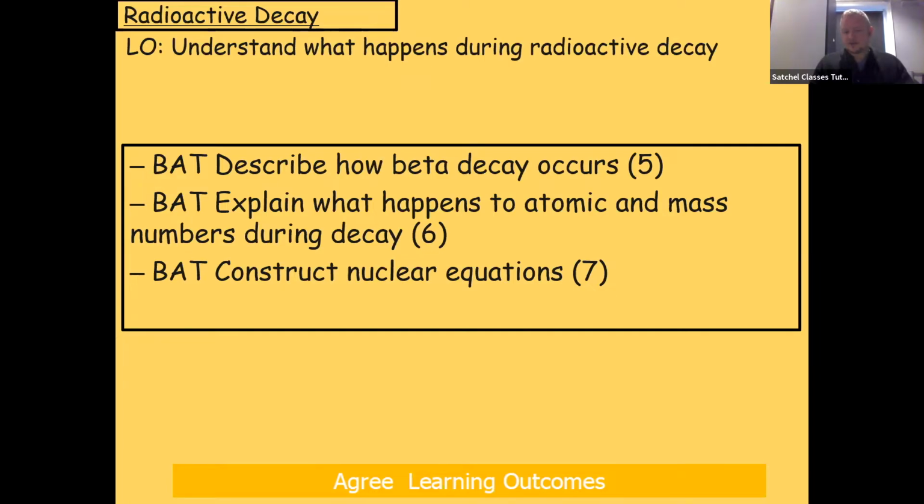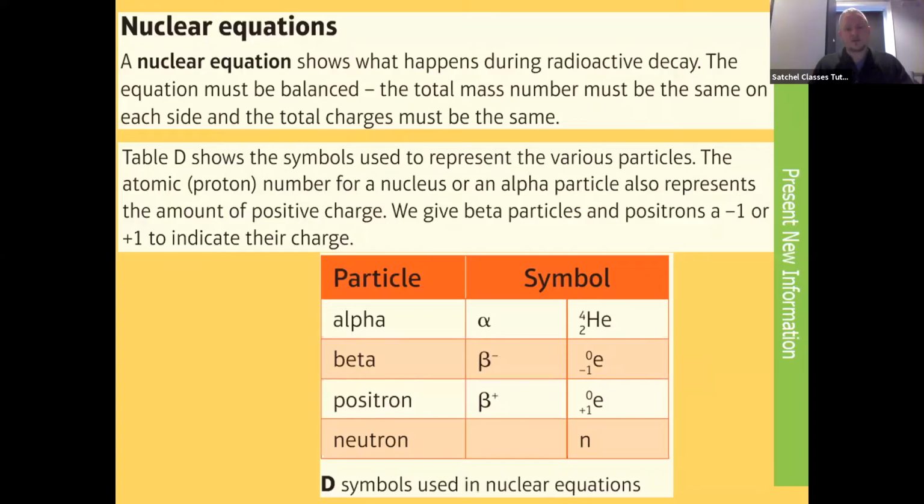Our final one now, construct nuclear equations. A nuclear equation shows what happens during radioactive decay in a similar way to a chemical equation or a symbol equation in chemistry describing what's happening during a chemical reaction. In physics, a nuclear equation shows what's happening to the nuclei of atoms during a radioactive decay process. Just like in chemistry, the equation has to be balanced.